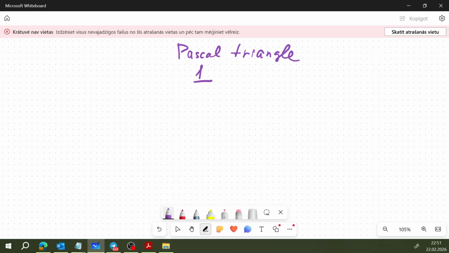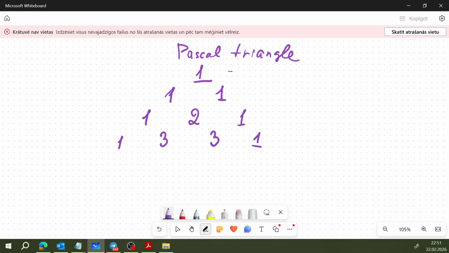Firstly, we write just 1, and here we write 1 and 1. Now, what you need to do is write here 1 and here 1, but in between, you have to do it like this. It's 1 plus 1, because this one and this one go together, and this is 2.